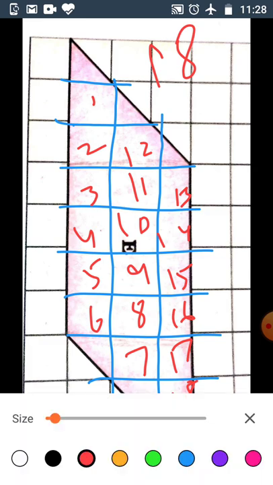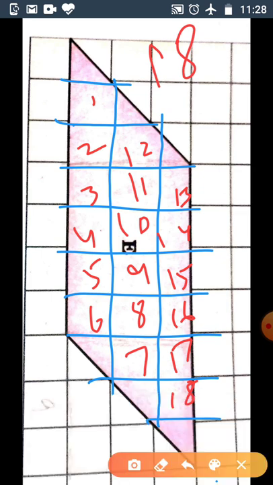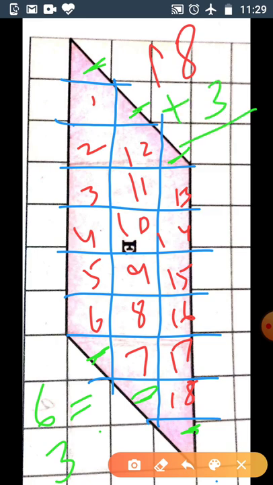And just see how many triangles are there. This is 1 triangle, 2 triangles, 3 triangles, 4, 5 and 6. 6 triangles is equal to 3 complete squares. So you will add 3 more. So it will become 21 square centimeter.